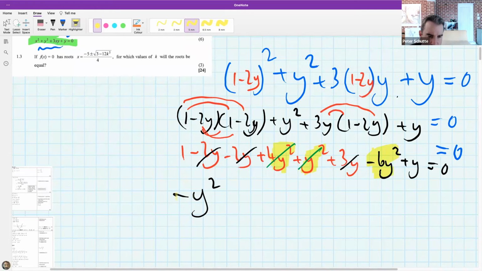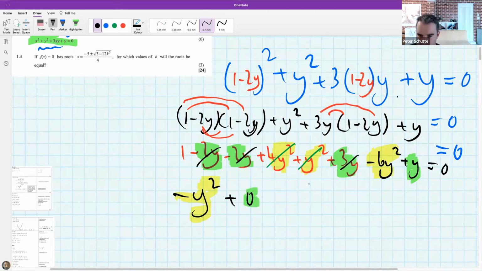It's almost like that's the sum of all those terms together. Now I'm going to look for the lonely y's: minus 2y, minus 4y, plus 3y, plus y. Those are actually going to cancel each other out. I don't have to write plus 0, but essentially that's what I get. And then what is left is just that 1. So I get plus 1 equals 0.